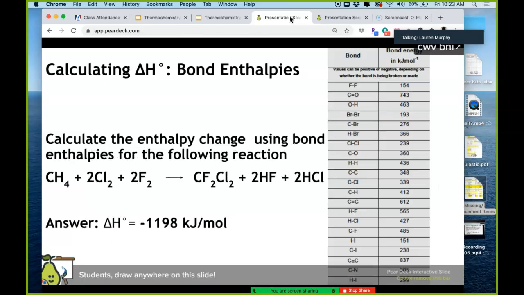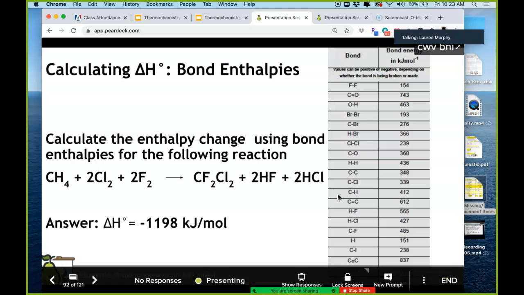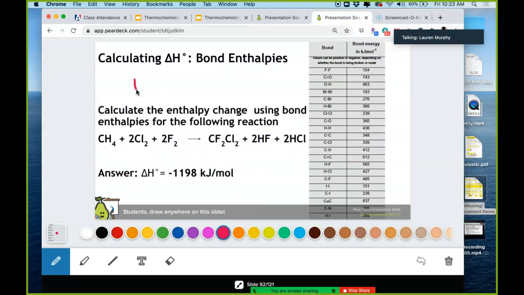All right, so this is another practice problem. Again, all of these bond enthalpies are here. So you were calculating delta H using bond enthalpies. So again, when you see this, you want to think to yourself, okay, bonds broken minus bonds formed. Now I have the reaction. I know you can't draw it yet, so I'm going to draw it for you.